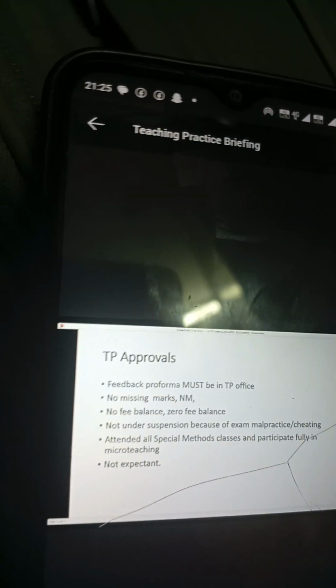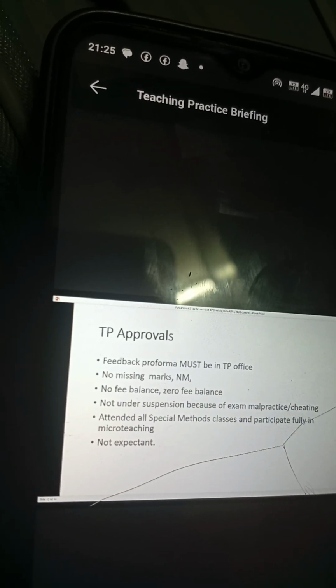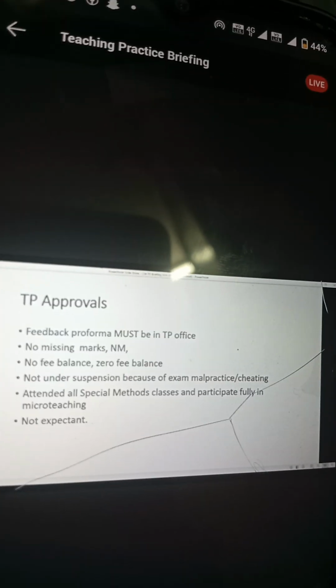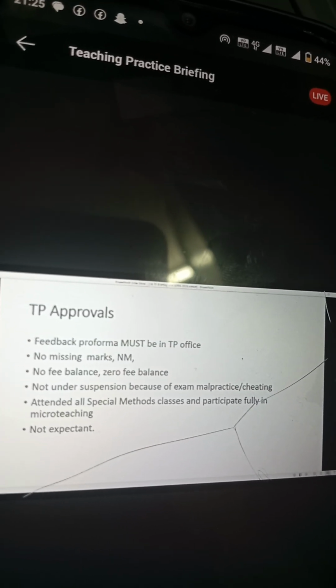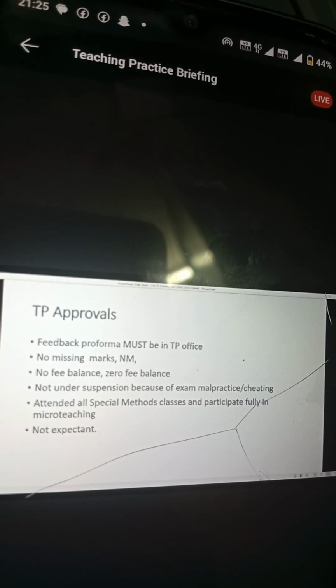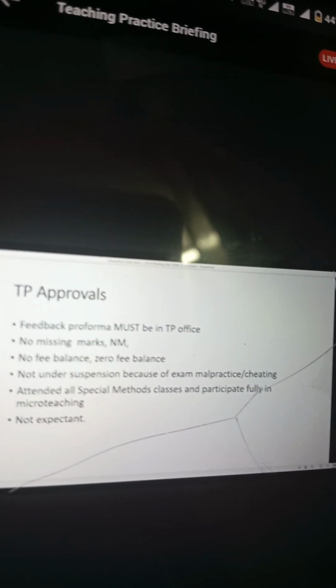And the last one is we cannot approve you if you are expectant. If you are a man, you cannot be on TP when you are on paternity leave. If you are a lady, you cannot go for TP when you are expectant. For a fact, yesterday students were telling us, Teacher, now we understand what you are saying, that you cannot manage TP when you are expectant. So please, plan yourselves accordingly. Project in January. Good.